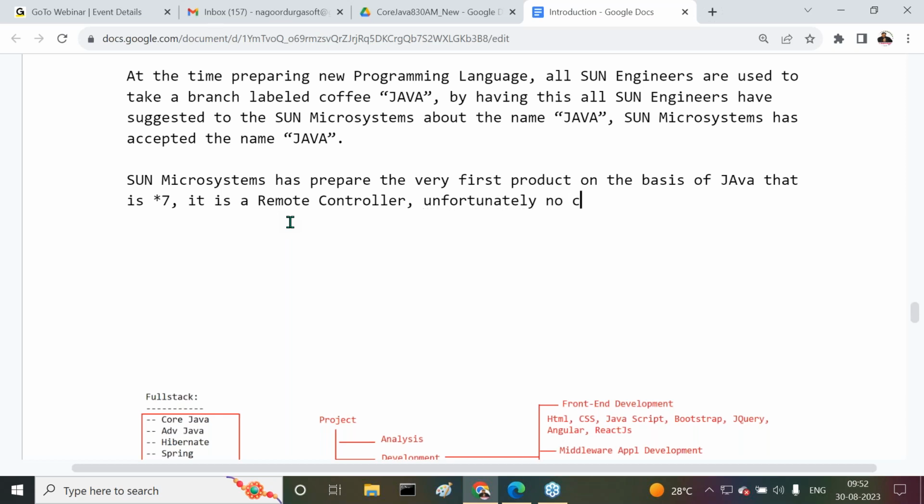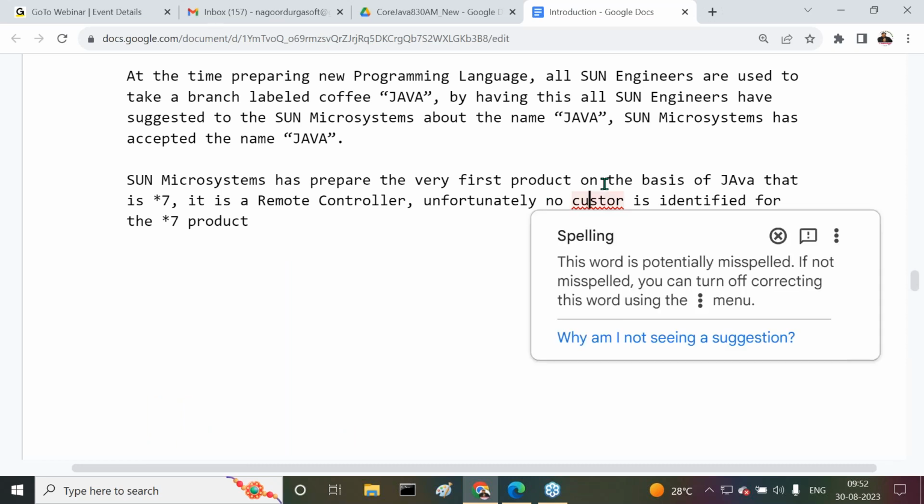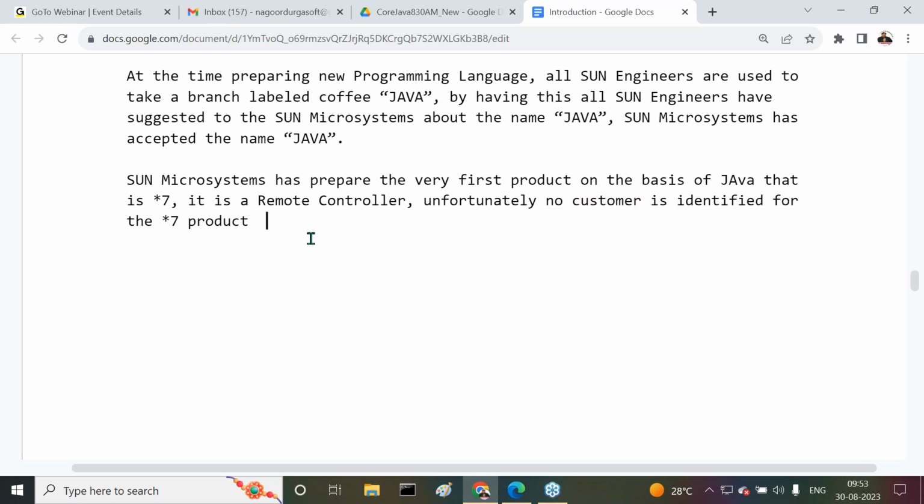Unfortunately, no customer is identified for the Star 7 product, up to the mid of 1994. Nearly 1.5 years they waited to find a customer, but no customer was identified. They searched for a customer to take this, but none was found. It's purely a failure product.